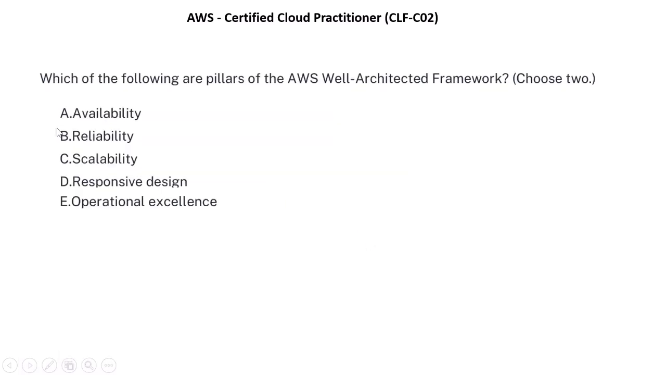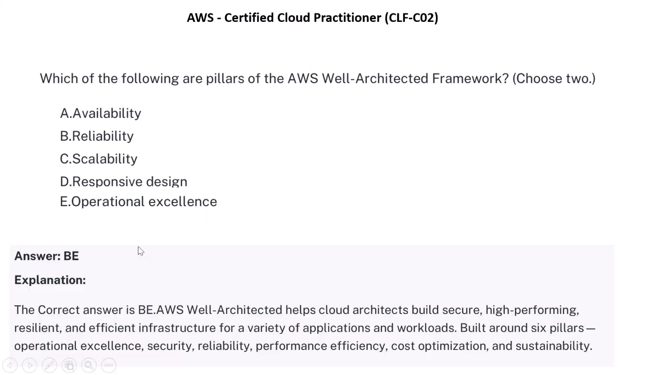Next question. Which of the following are pillars of the AWS Well-Architected Framework? Choose two options. Options are option A, availability, option B, reliability, option C, scalability, option D, responsive design, option E, operational excellence. The right options for this question are option B and option E.